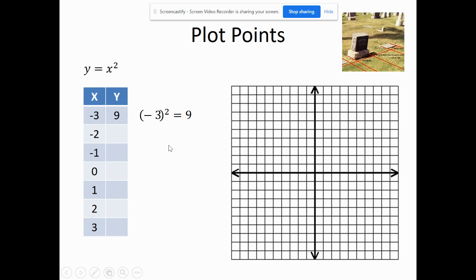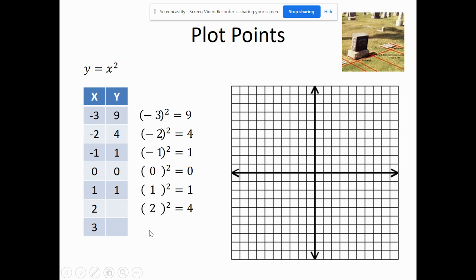So it's +9. Then -2 times -2 is 4. And -1 times -1 is 1. Of course, 0 times 0 is 0. 1 times 1 is 1. And 2 squared is 4. And then 3 squared is 9.